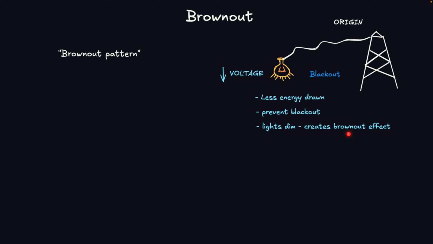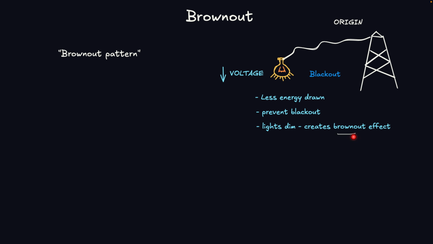If the demand for electricity is higher than the supply, then this will cause a blackout. So the power grid engineers will reduce the voltage of the power grid, so less energy will be drawn by individual appliances, and this will prevent a blackout. And this will also create this effect where, because less energy is drawn by light bulbs, the light bulbs will dim, meaning their brightness will go down. And because the brightness has gone down, it will create this brownout effect. Okay, so this is the origin of this terminology.